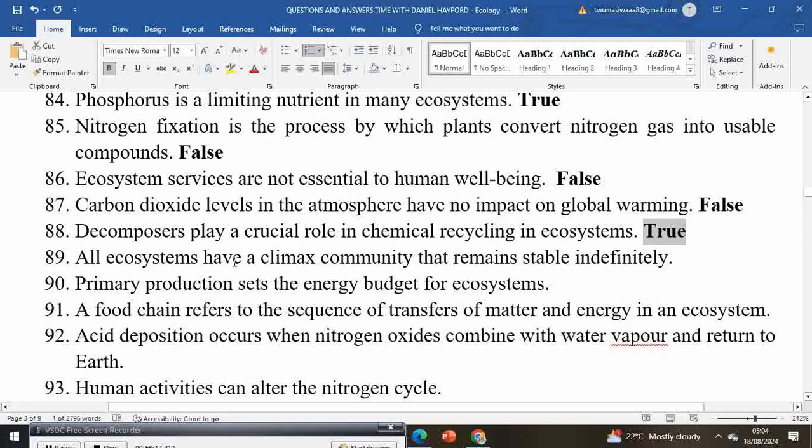Question number 89. All ecosystems have a climax community that remains stable indefinitely. Is this statement true or false? It is false.